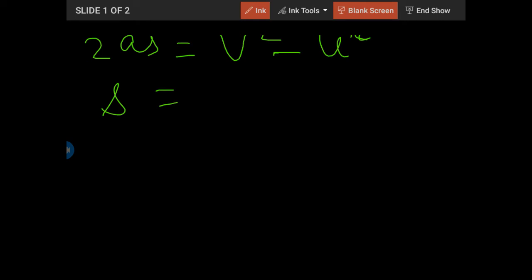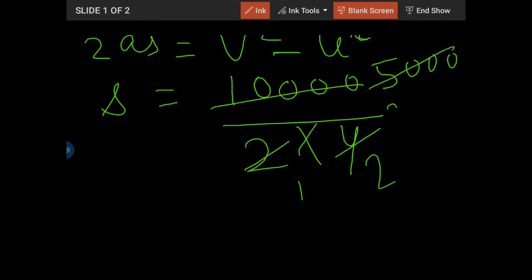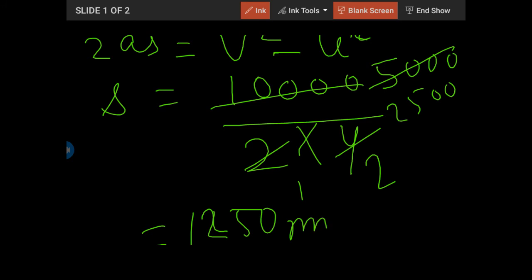Next question is, at a given instant the speed of a scooter is 54 km per hour. So we have to convert it into meter per second. 54 into 5 by 18 will be 15 meter per second. So it will be the initial velocity.